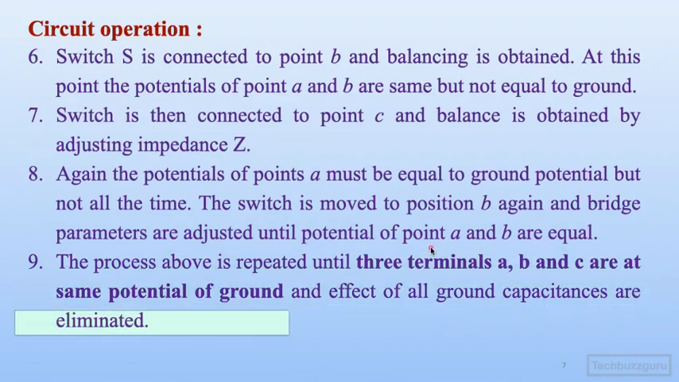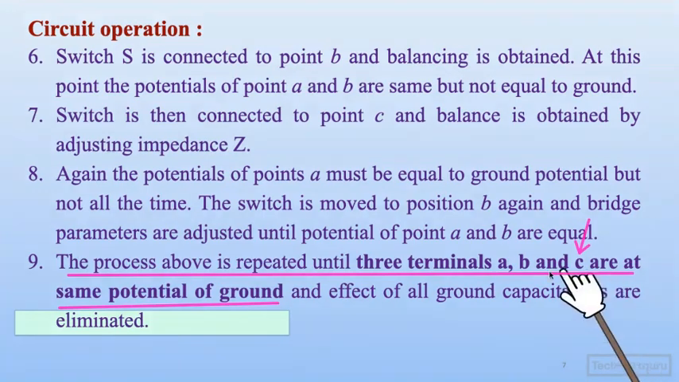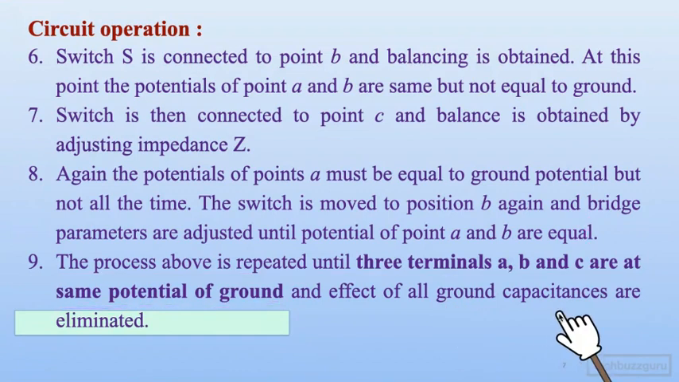ठीक है. तो ये बहुत ही important step है. ये process जो है ये repeat करते हैं जब तक के terminal A, B, C सभी के जो potential है वो equal नहीं हो जाता. ठीक है. तो उसमें से कैसा है कि जो C है, this is already at ground potential. So when we try to make these 3 potentials equal, we are actually trying to make A, B, C all ground, and thereby the ground capacitance effect will be removed. Okay.